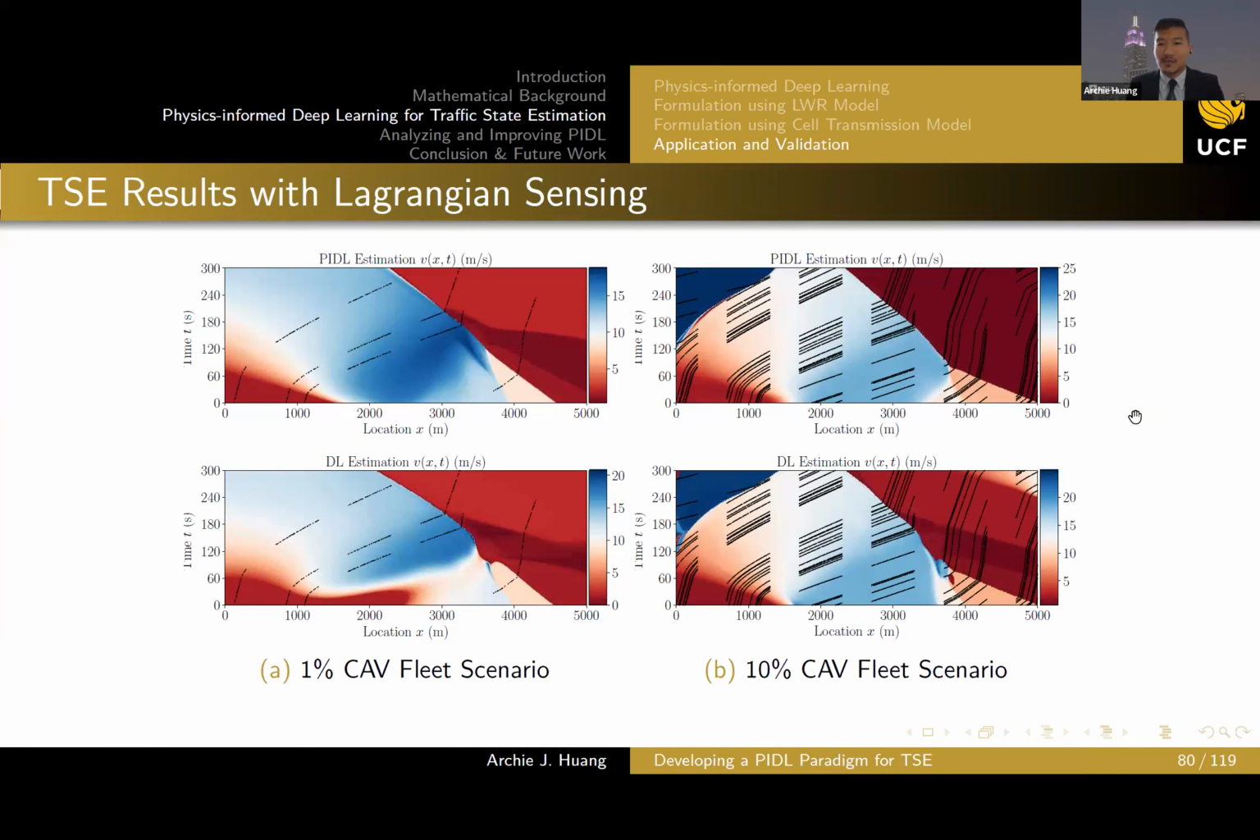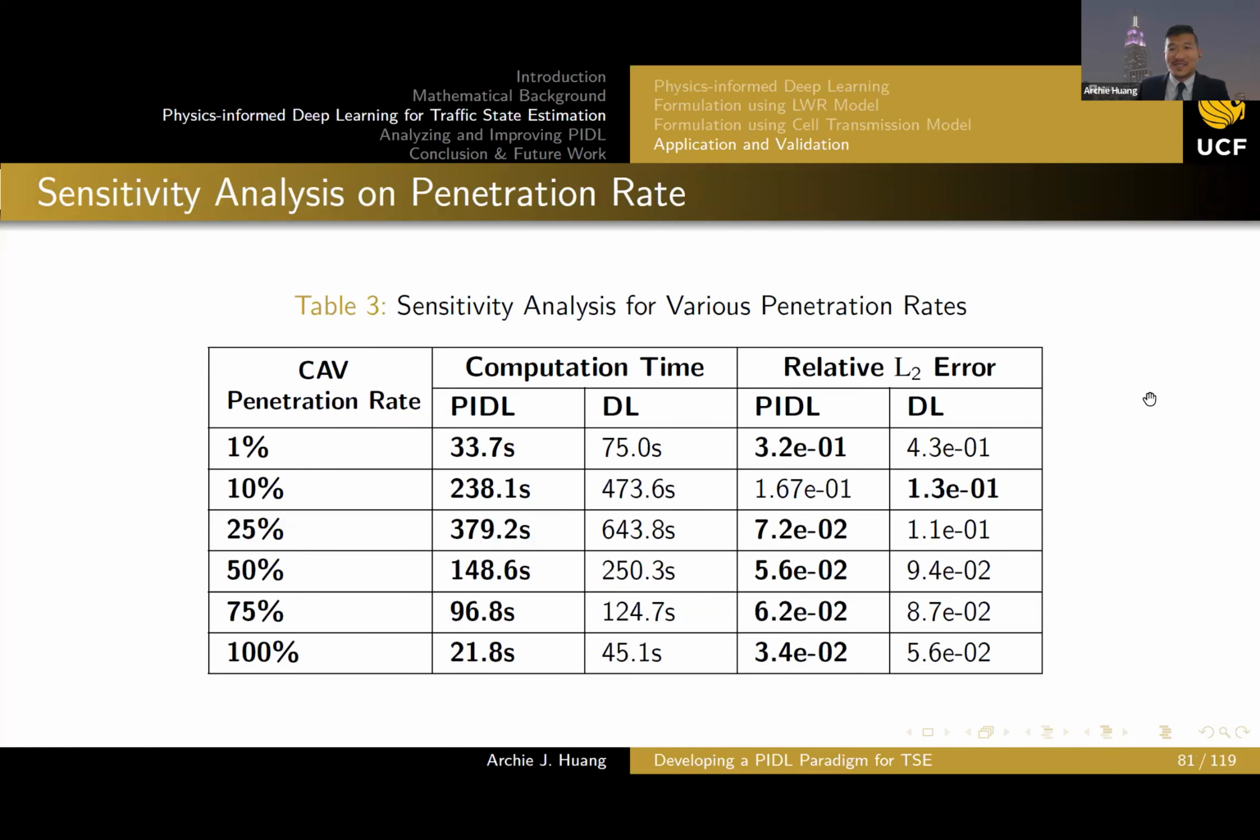On the right, we establish another scenario where we have 10% of the fleet enabled as CAV data and able to transmit the data. And here we present the sensitivity analysis of various penetration rates. The conclusion here is PIDL will consistently outperform DL with respect to the computation time and the accuracy, which is depicted by the relative L2 error here.